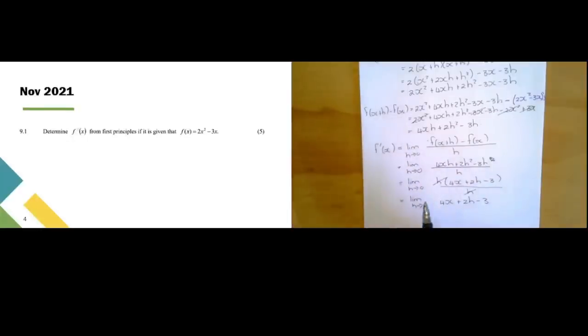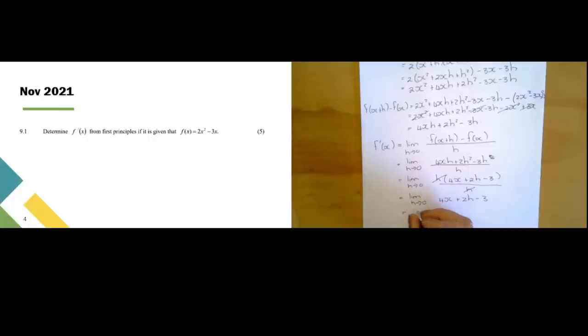So what does this mean? It means h is getting closer and closer to 0. It never actually reaches 0, but it gets so close that this term will fall away. So what's 2 times 0? 0. It gets so close. It's not really 0, but it's so close we can say it's almost 0. So that will fall away. So what do I have left? 4x minus 3.